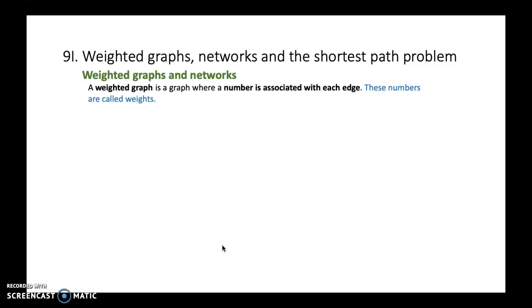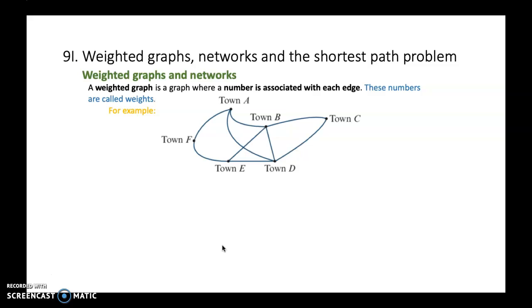Weighted graphs and networks, in general, are used for real-life problems. For example, this network shows the connections between towns I, B, C, D, E, F. If we attach these numbers to this graph, in general you will be told what the number means. So this number here means the distance between each town. Therefore, as you can see, from town I to B it is 7K, and B to E is 4K.